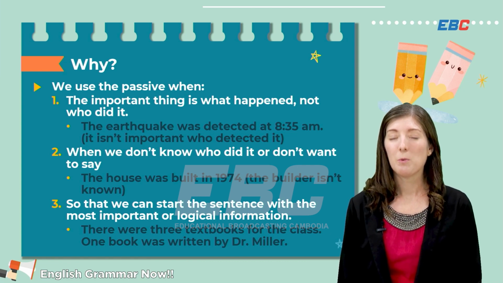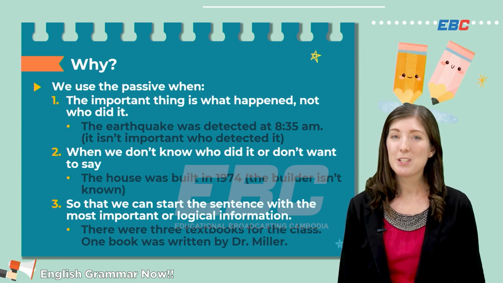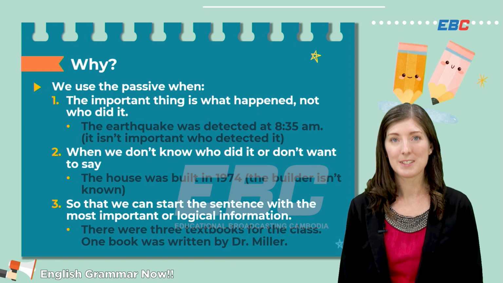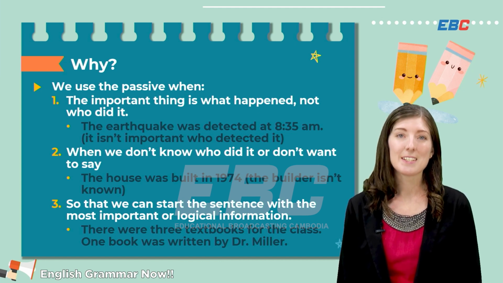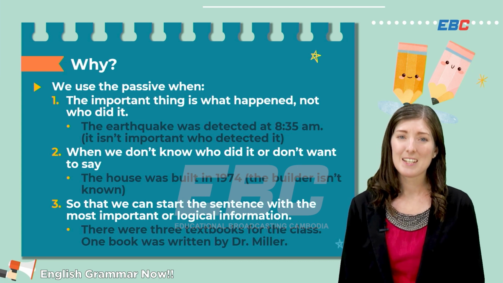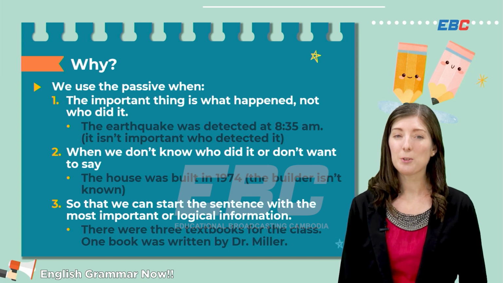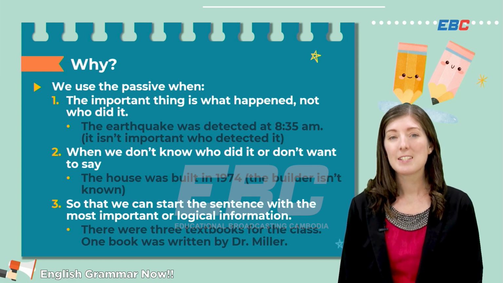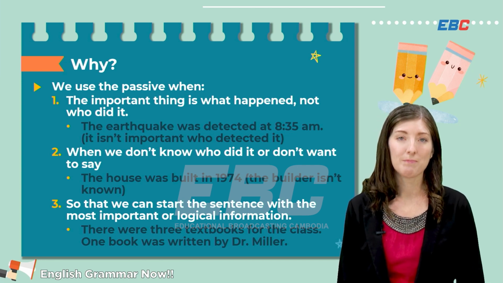Number two, we often use the passive when we don't know who did it, or maybe we don't want to say who did it. For example, the house was built in 1974. In this sentence, maybe we don't know who the builder is, or maybe we just don't want to say right now. The third reason we might use the passive is so that we can start the sentence with the most important or the most logical information.